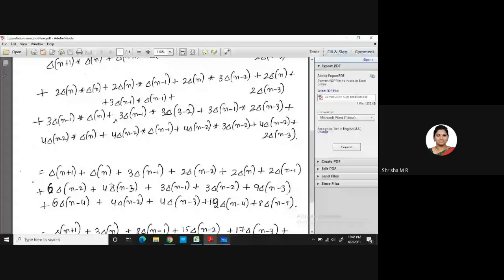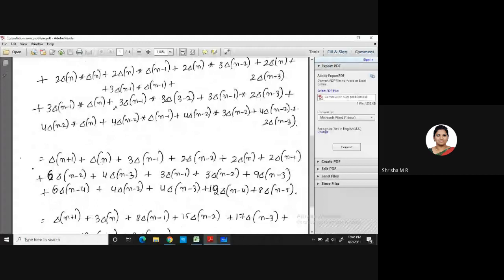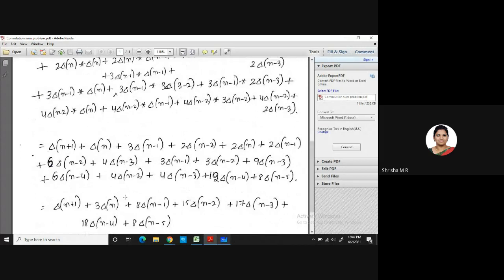Now wherever you have delta n plus 1, add those. We have only one delta n plus 1. So that would be delta n plus 1. So check delta n term. You have delta n plus 2 times delta n. That's all. So you have plus 3 times delta n. And n minus 1 terms you add. Where are n minus 1 terms? You have 3 times delta n minus 1, 2 times delta n minus 1, and 3 times delta n minus 1 here. So that would be 8 delta n minus 1.